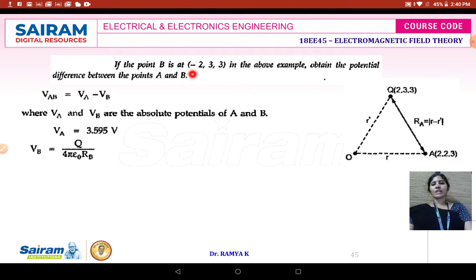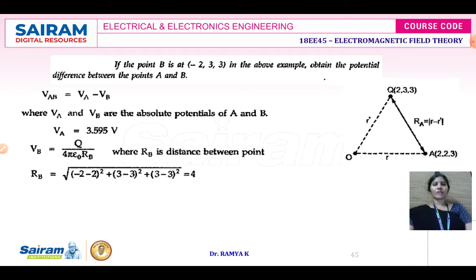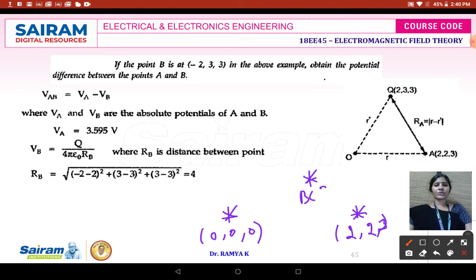Point B is at minus 2, 3, 3, so there is one more point available at the coordinates minus 2, 3, 3. Your first point is simply the origin, and point A is going to be at 2, 3, 3, point B is going to be at minus 2, 3, 3, and the charge Q is placed at 2, 3, 3.